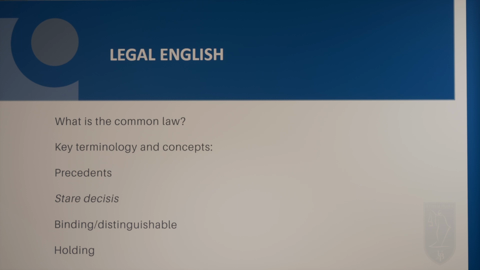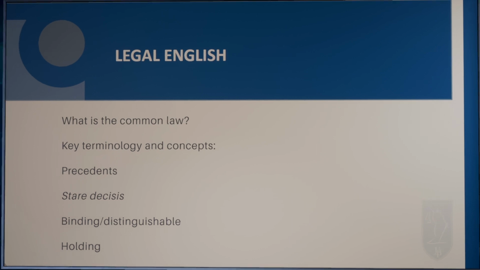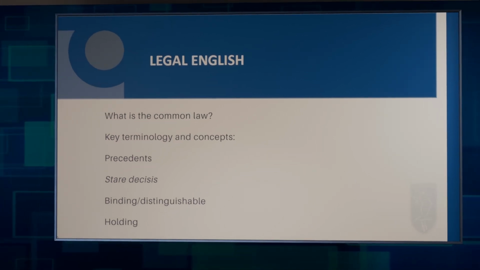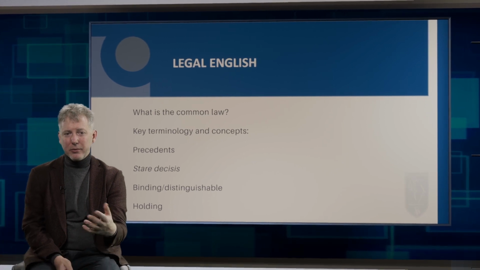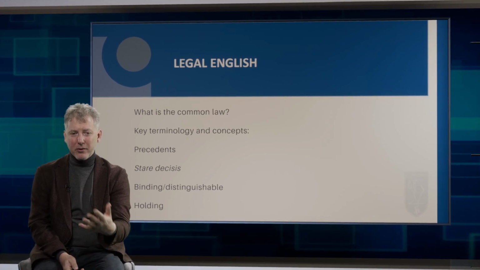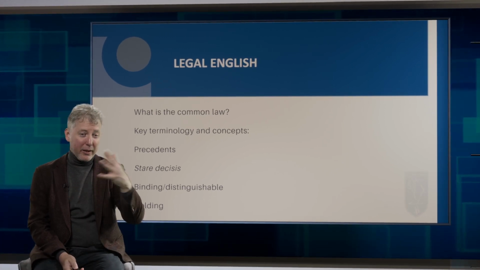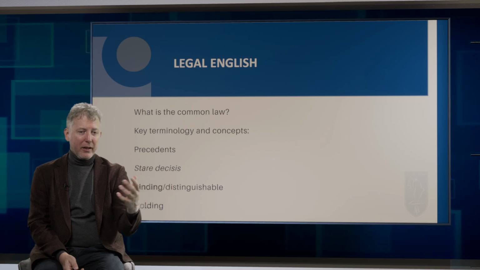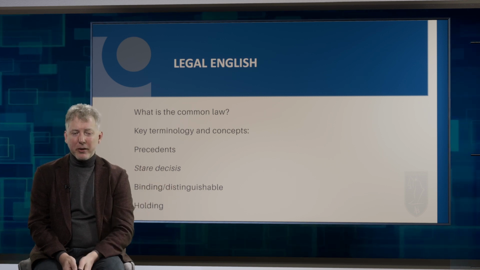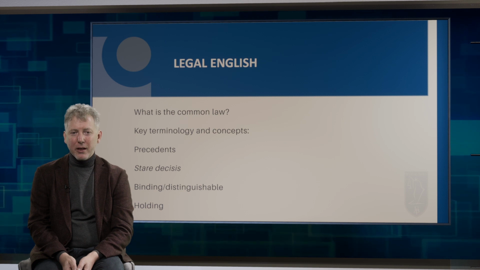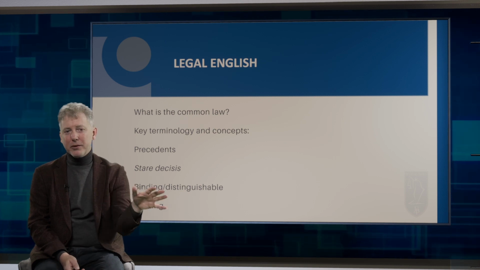So when a court makes a decision, only one part of it is really binding. In other words, another court has to follow it. This is called the holding. This is the key legal issue that the court had to decide to resolve the case before it. It's called a holding. That is binding on future courts. However, as I told you a moment ago, the common law is not a static system. It's not frozen in time.